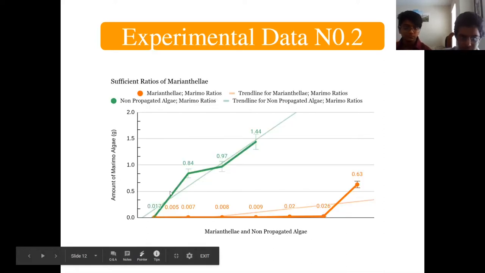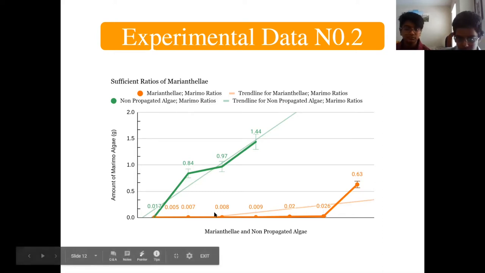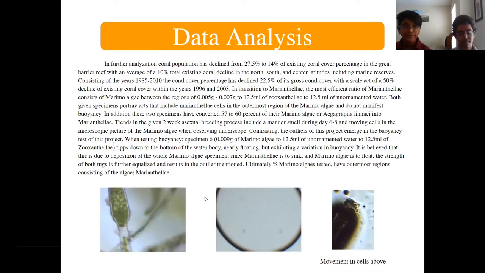So, as you can see, this green line is representing the amount of algae that was not propagated into Marientli. Some points of the Marimo algae. Well, this orange line is representing the amount of algae that was propagated into Marientli. And these faded lines represent the trend lines of the amount of algae that was or was not propagated into Marientli.